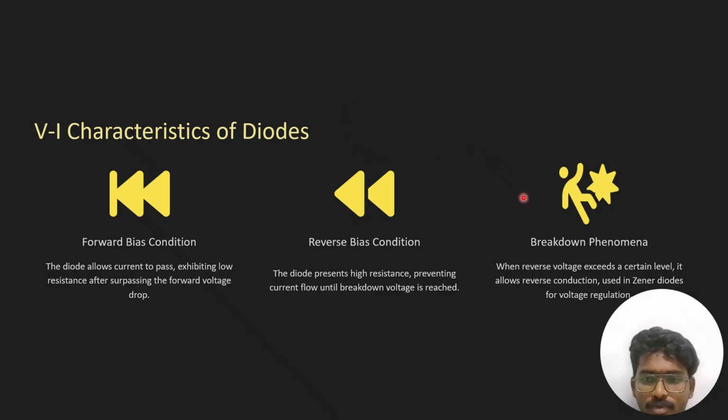And for breakdown phenomena, at high reverse voltage, current suddenly increases, which is used in Zener diode. These are the three conditions which affect the VI characteristics of diode. Let's move on to applications of junction diode.